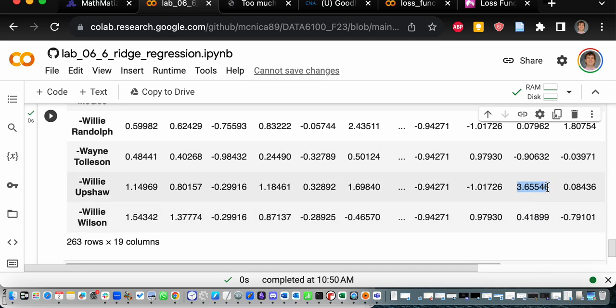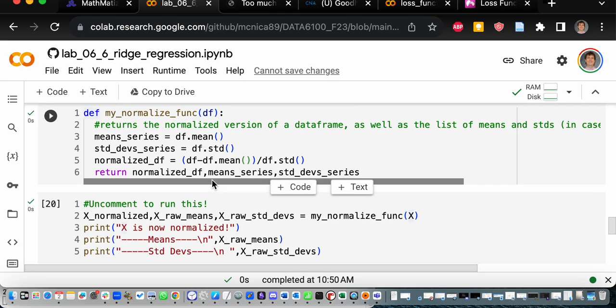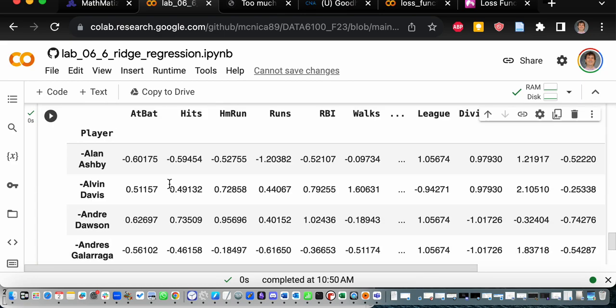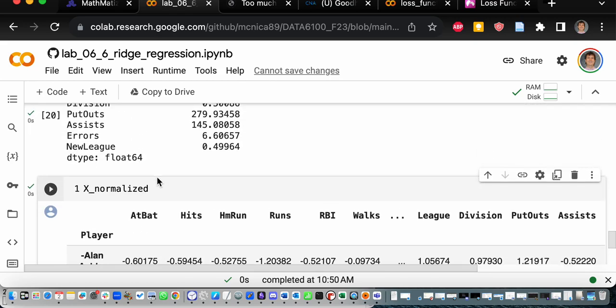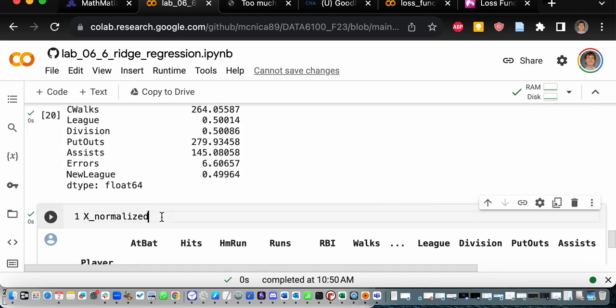Killer. Okay, I don't know what a putout is. Okay, so we converted it all to numbers that are on the same scale. And now, if we rerun everything should work better. You do have to be careful about your handling here. So I have two data frames now. One is called x, and one is called x normalized.